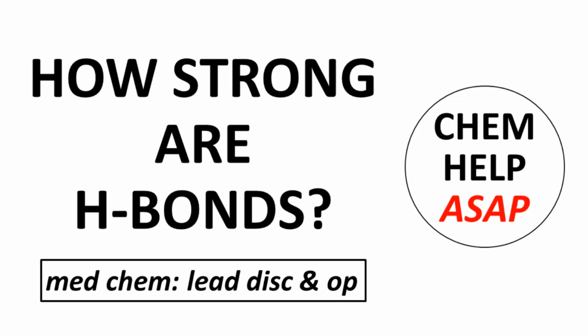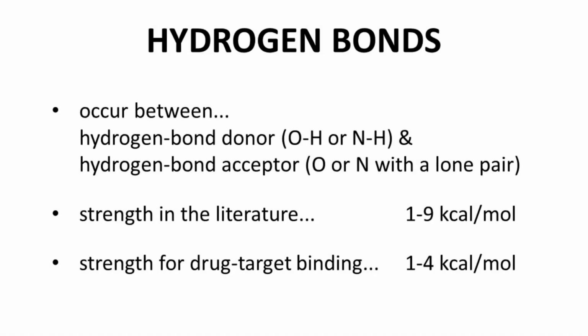In this video, we'll try to provide more clarity around the strength of hydrogen bonding in a drug-target complex. Hydrogen bonds, what are they? They are the interaction of an OH or NH bond with the lone pair of another oxygen or nitrogen atom. This is an actual bonding interaction.